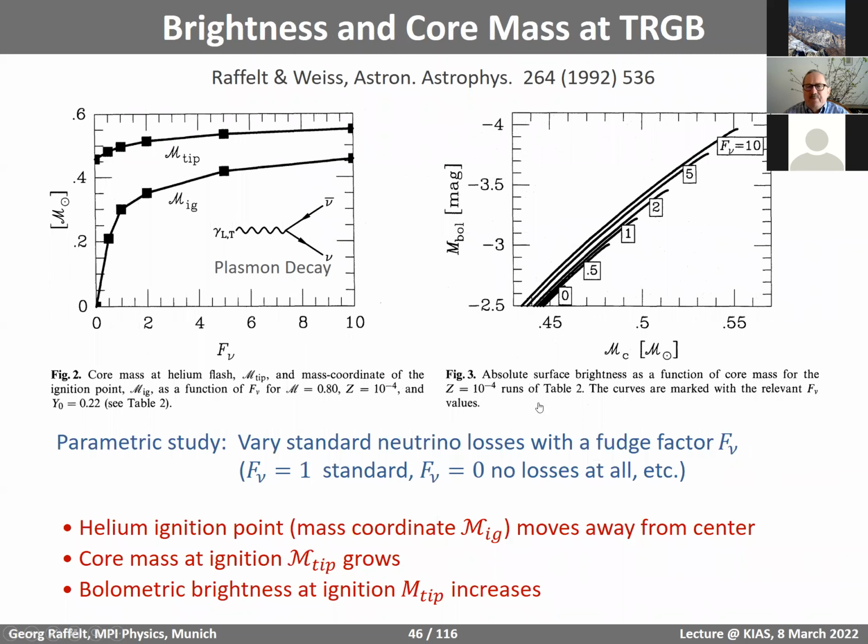In some old paper, we studied this explicitly and said that the main energy loss is plasmon decay there. If we switch it on and off by hand in a computer code, without physical motivation, then we can change the core mass at helium ignition and the brightness at the tip of the red giant branch, depending on how much neutrino loss we have. If one cranks up neutrino losses artificially to a larger value, you get a brighter red giant branch.